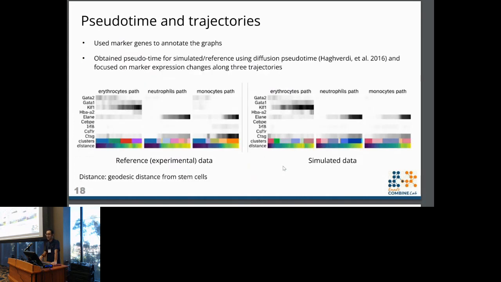And to extend on this notion of trajectories and pseudotime, we also performed pseudotime inference using diffusion pseudotime on both real reference and simulated data. And over here, we see the activation of some lineage markers and maturity markers over the pseudotemporal x-axis. And once again, highly concordant between real and simulated data.